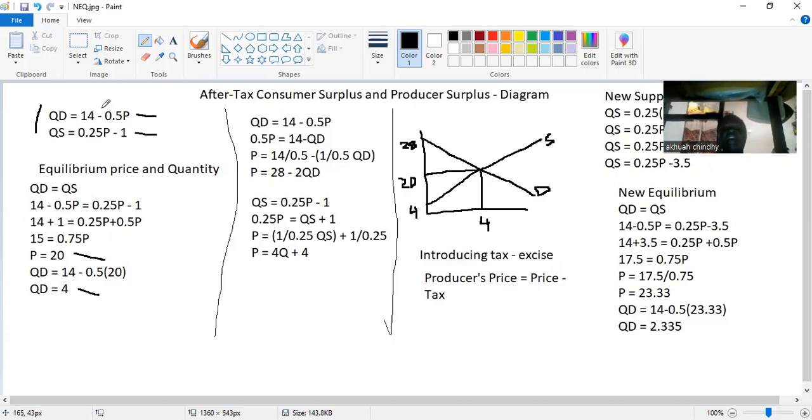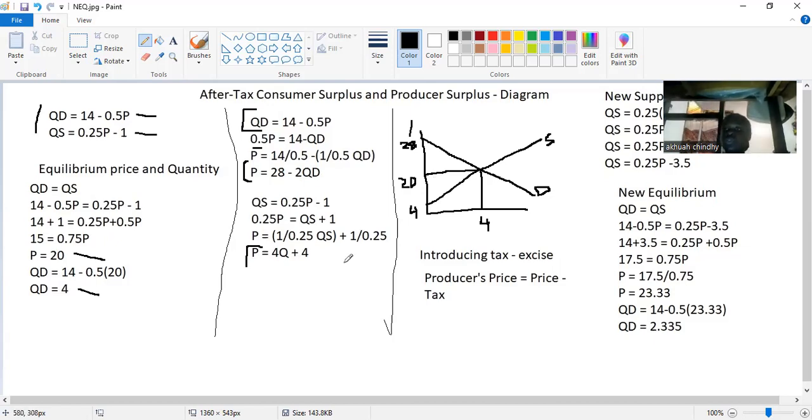But for me, I just made the price the subject in both functions, then used their intercepts. This is the quantity demand equation. I made price the subject here and I got this. If quantity is equal to 0, price will be 28. So the point is 0, 28, and the 28 is over here. Then I did the same for the quantity supplied. I made P the subject in the quantity supplied, so if Q is 0, price will be 4.